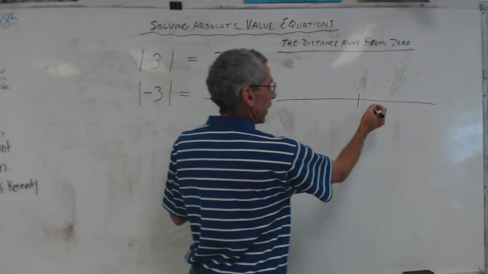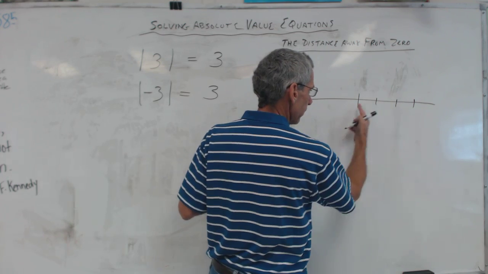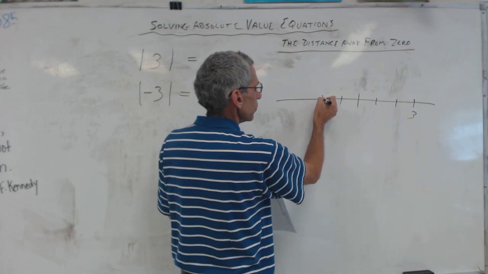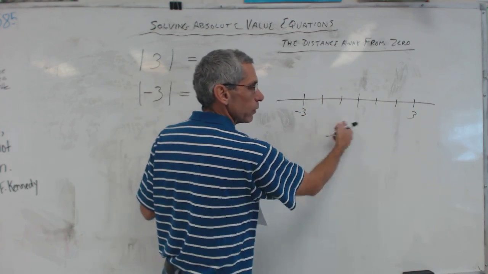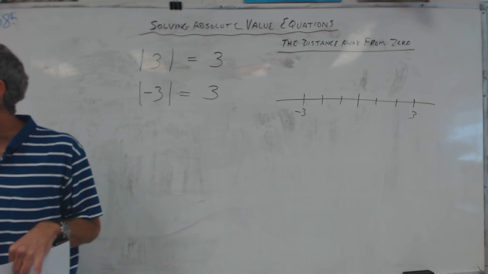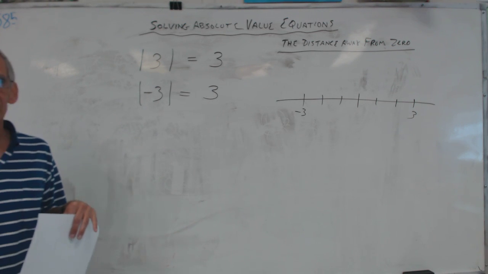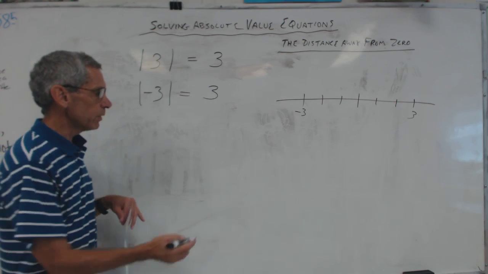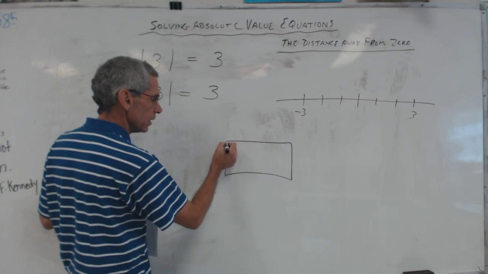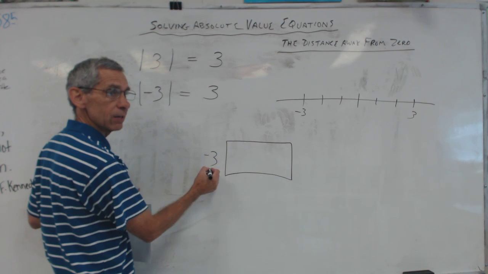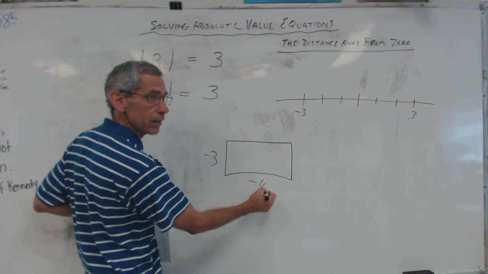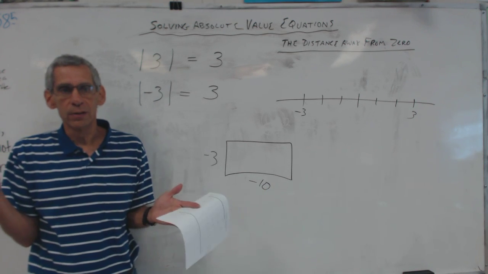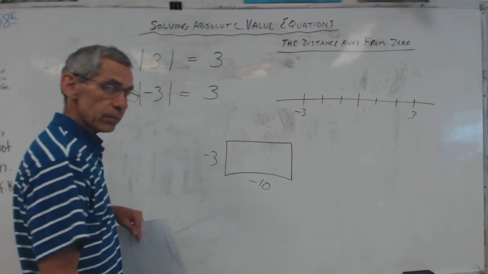So think about it. If I was at 3, 1, 2, 3, how far am I away from 0? 3. I'm 3 away from 0. If I'm at negative 3, how far am I away from 0? Am I negative 3 away or 3? 3 away, right? So it's a distance. You cannot have a negative distance. Does that make sense? It would be impossible for me to give you a rectangle and say this width is negative 3 and the length is negative 10. It doesn't make sense. How do you have a negative distance? It's impossible. It's a distance that doesn't exist.